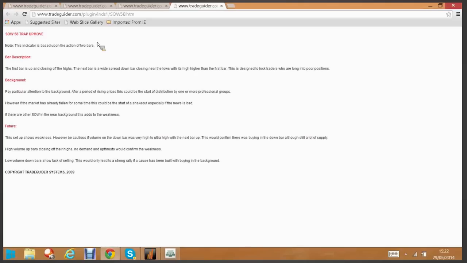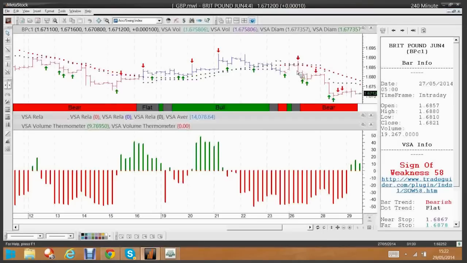This indicator is based on the action of 2 bars. The first bar is an up bar closing off the highs. The next bar is a widespread down bar closing near the lows with its high higher than the first bar. This is designed to lock traders who are into long positions into poor positions. Let's go and look at it. There's the gotcha bar. Now, this is a really important setup I'm about to show you.